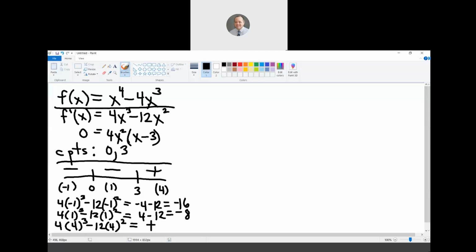Now we're ready to use our sign chart to get our first part of the characteristics of our graph. Actually, there is no relative maximum point because we don't have any signs that go from positive to negative, but we do have a relative minimum point because we have a sign that goes from negative to positive. So that indicates a relative minimum point at x equal to 3.